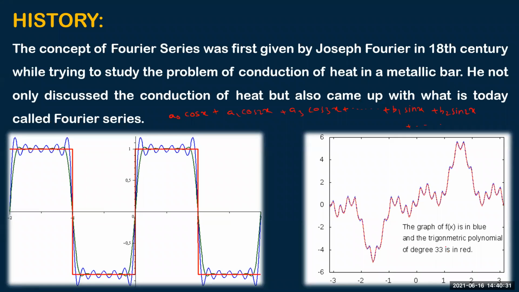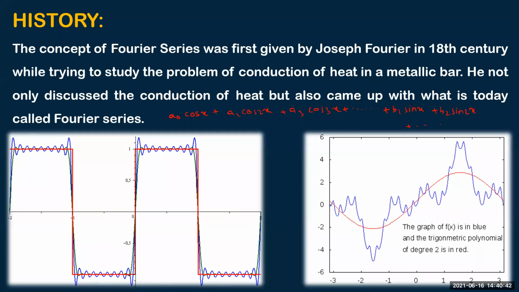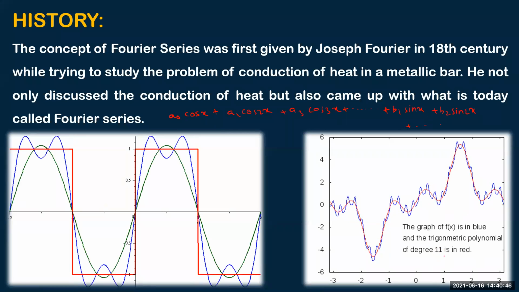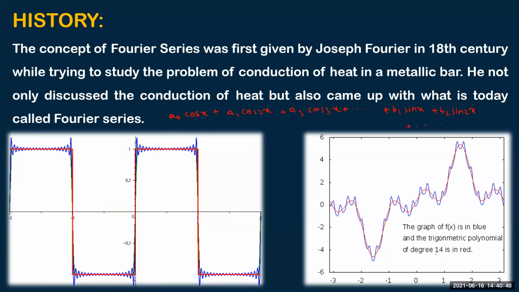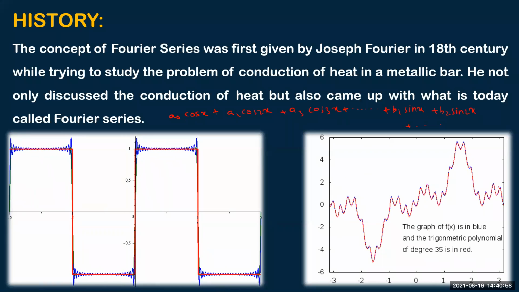That's how you see the number changing here. The degree is changing, in the sense that we are adding that many terms. So we are adding up to A36 as well as B36. You see A6, A7, A8, A9, A10, 11, 12, 13. They are all coefficients here. We are adding that many terms in the series so that we can approximate the original curve by this Fourier series.